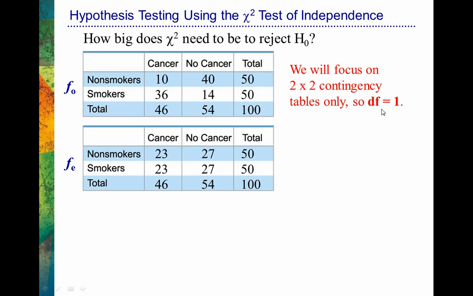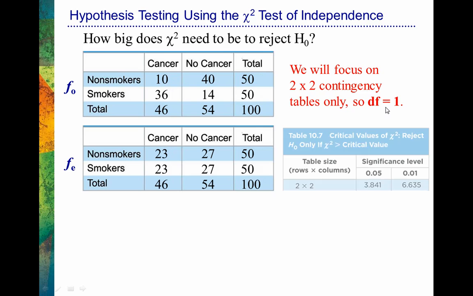You might recall that we had to compute degrees of freedom when we were dealing with the Pearson correlation coefficient to determine our critical value, to determine how large that R value had to be for it to be statistically significant. Well, we need to know degrees of freedom in this case as well to know how big our chi-square value needs to be to be statistically significant.